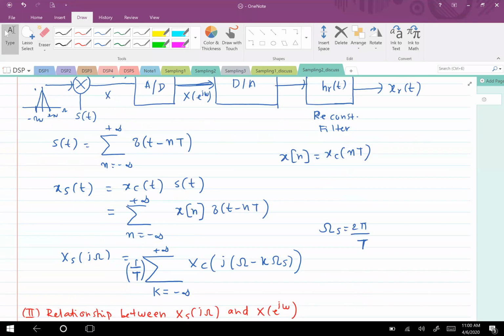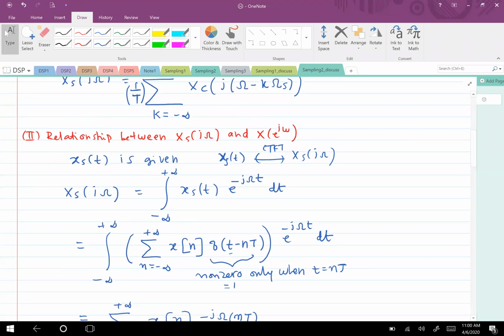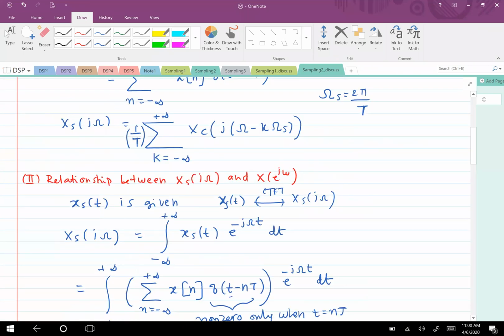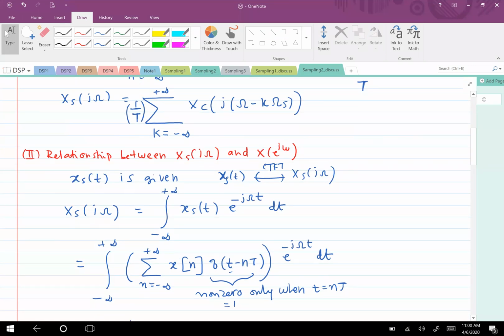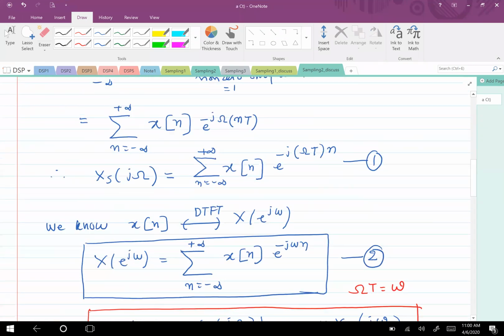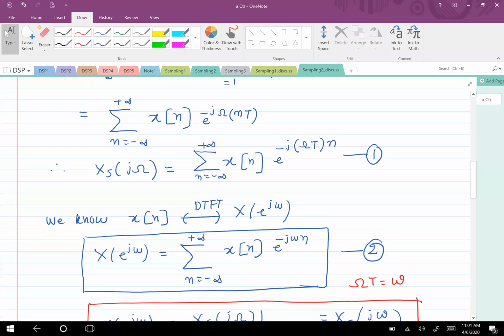So this is where we are writing the Fourier. This is exactly what we discussed right now on how this Xs of j omega and X of e power j omega are related. This is exactly what has been done here, and you would see that this is the first relationship, Xs of j omega.